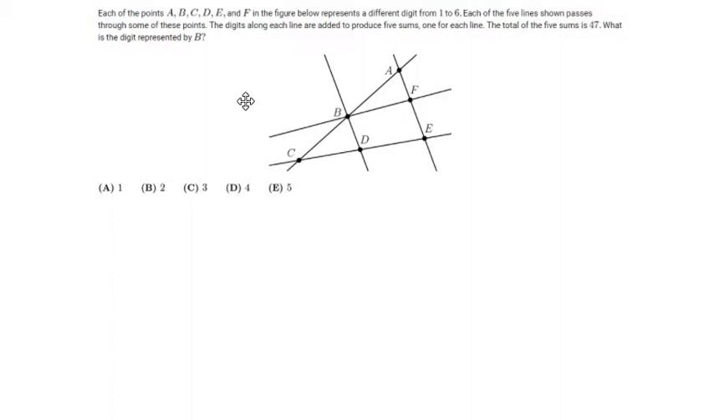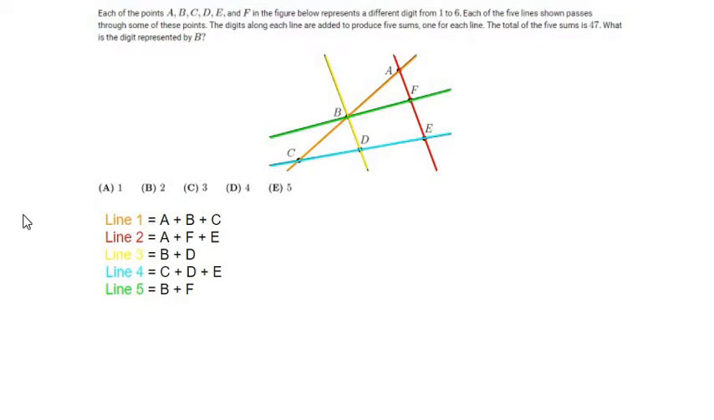So here, if we look at this problem, first let's label these lines. The orange line represents line 1, which is A plus B plus C. Line 2, indicated by the red line, is A plus F plus E. Line 3, indicated by the yellow line, is B plus D. Line 4, represented by the blue line, is C plus D plus E. And line 5, the green line in the figure, is B plus F.